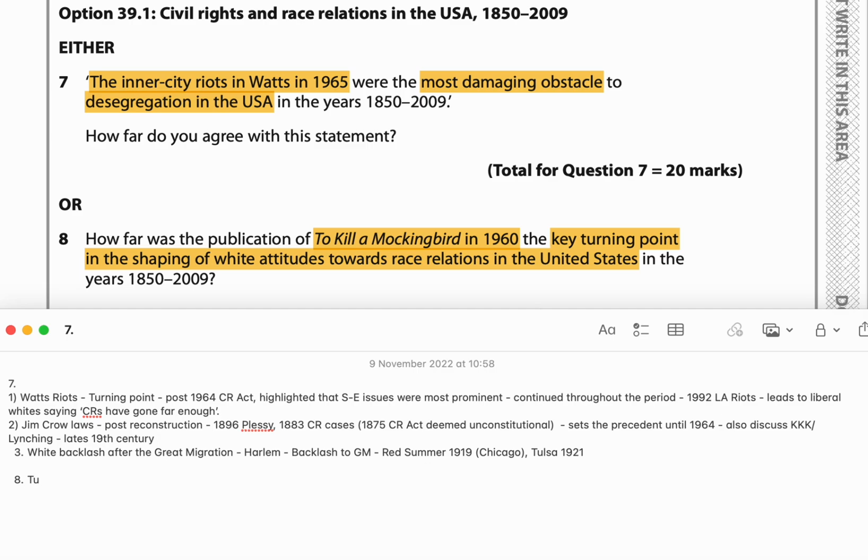We're going to need to define turning point, the same way in question 7 you might define the most damaging obstacle. An obstacle is something that stands in the way, something that slows down this process. So a turning point is something that leads to widespread, you could say unprecedented, long-term change. That's just something I've come up with right now, but I think that would probably work.